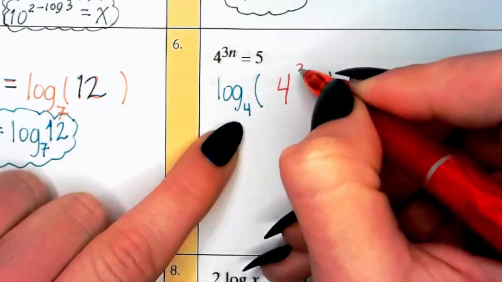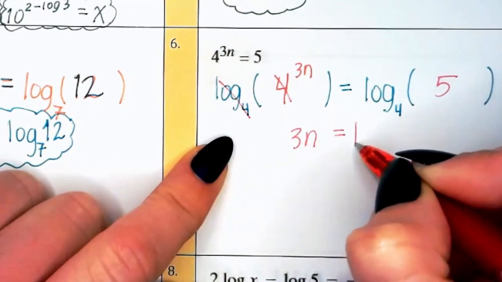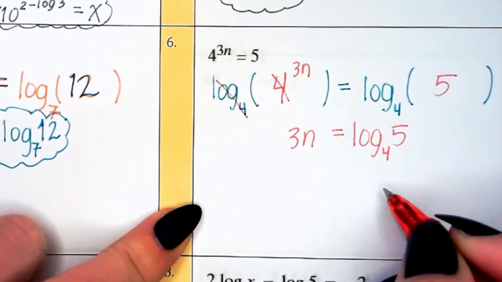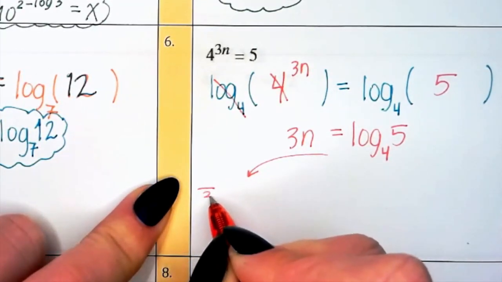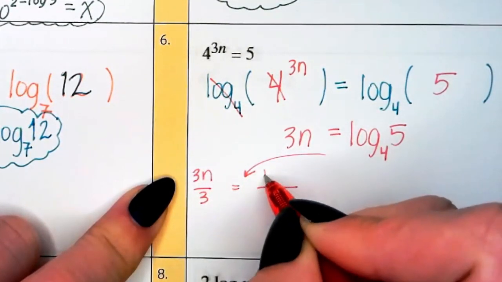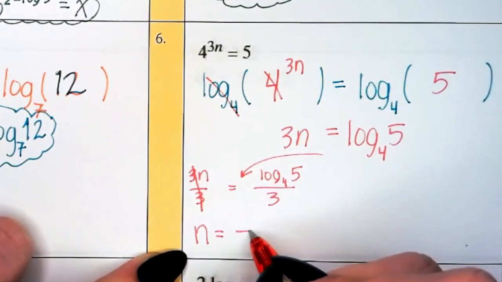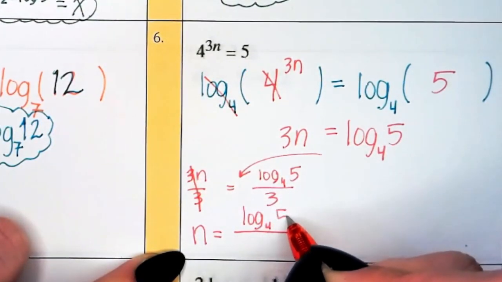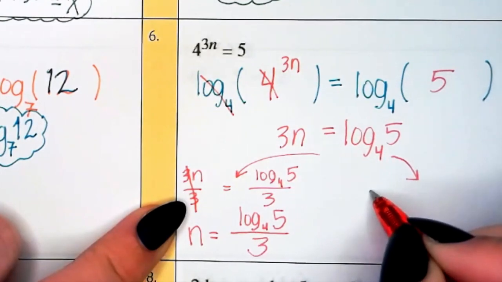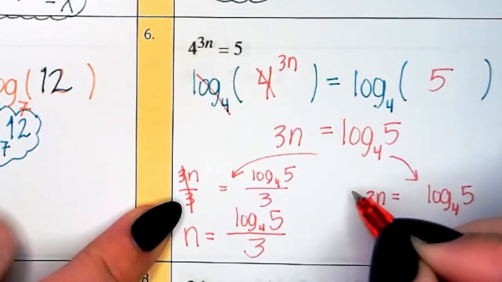This is 4 to the 3n, and this is 5. Log base 4 and 4 cross out. 3n equals log base 4 of 5. Now, the next step we can go about in 2 different ways. One way you can think of it is we're going to divide both sides by 3. If I do that way, I get n equals, my numerator is log base 4 of 5. The bottom is 3. Another way I could do it, instead of dividing both sides by 3, would be multiply both sides by 1/3.